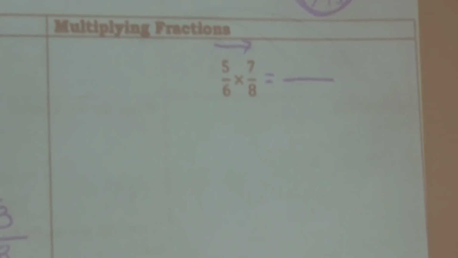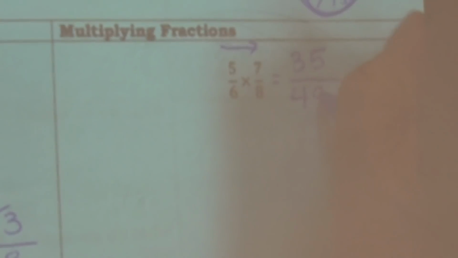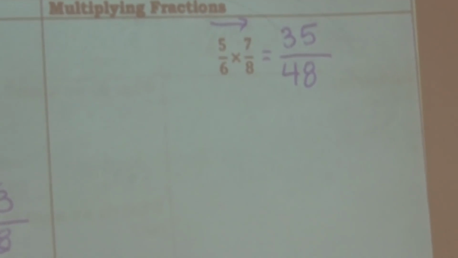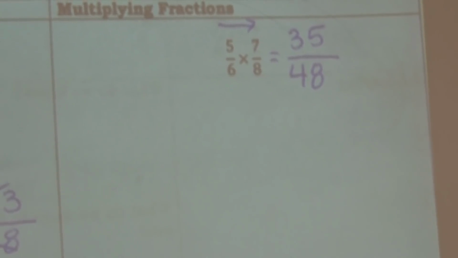So 7 times 5 is 35, and 6 times 8 is 48. Anything go into 35 and 48? No. Nope. We're done.